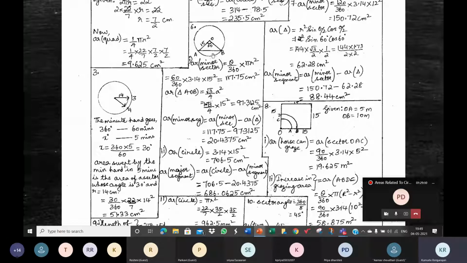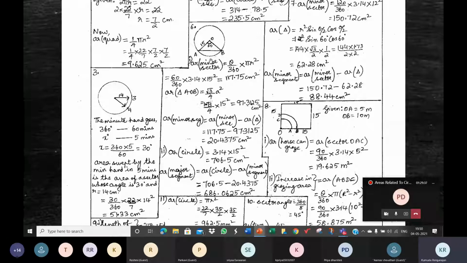This is the minor sector. What are the two areas included in it? It is the area of the triangle and the area of the minor segment. These two put together make the area of the sector. So when you find the area of the sector using the formula, you have the area of the triangle and the segment in it. From that, if you take away the area of the triangle, you will get the area of the minor segment. That's what we saw till here.